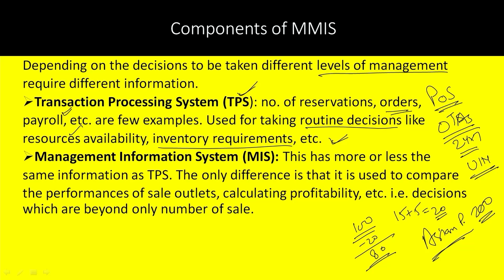Now, the next component of the marketing management information system is the management information system. Now, you must be thinking that at the start of this lecture, I told you that MIS, management information system, is the larger component of all kinds of management systems, and MMIS is a part of it. But now I am telling you that in MMIS also there is one management information system. Yes, that is true. Even in MMIS, there is one MIS which does exist.